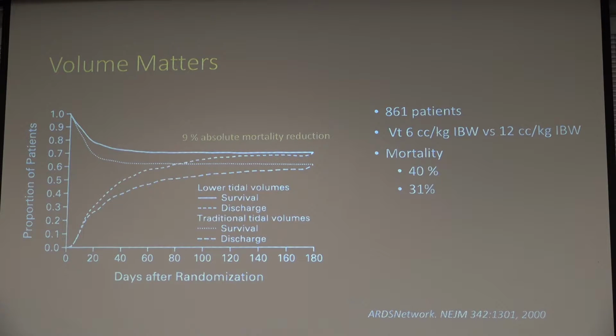We know in ARDS, tidal volume is very, very important, managing tidal volume. This was a study published almost 18 years ago now, looking at 861 patients with ARDS, and patients were randomized to 6 cc's per kilogram of ideal body weight versus 12 cc's per kilogram of ideal body weight. And we found that there was an absolute mortality reduction of 9% when patients received the 6 cc's per kilogram of ideal body weight. So again, tidal volume is very important to our patients, certainly with ARDS.